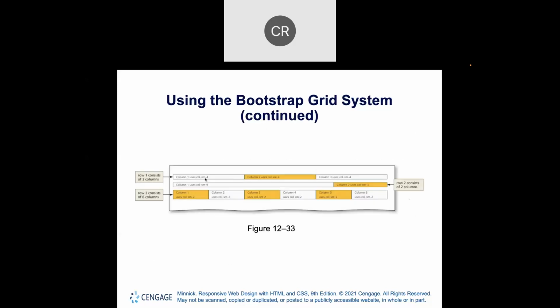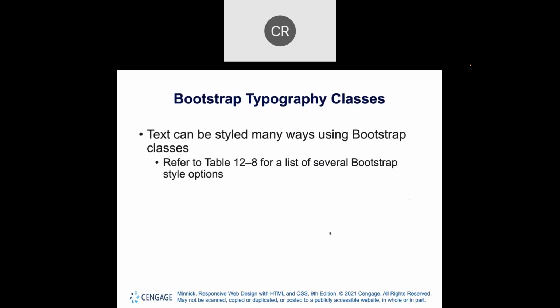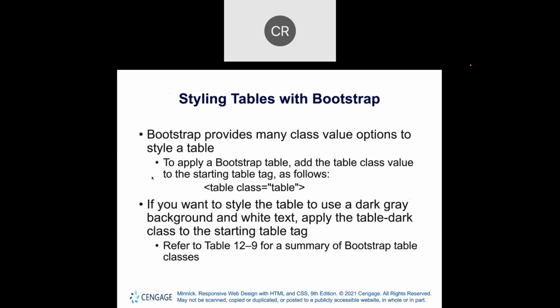That's how that works. And you can see how they have it set up here, with this column 1. This is 2, 4, 6, 8, 10. So some of it you might not use. You might leave some space there just for padding and things like that, so that it can be consistent and flow well. But text can be styled in many ways using Bootstrap classes.